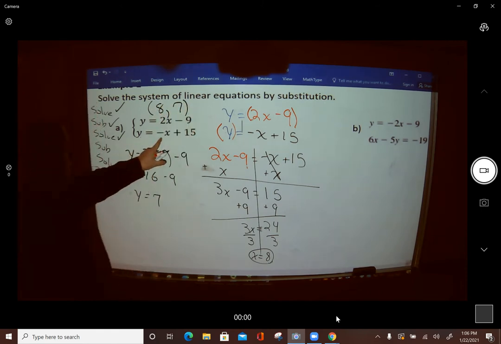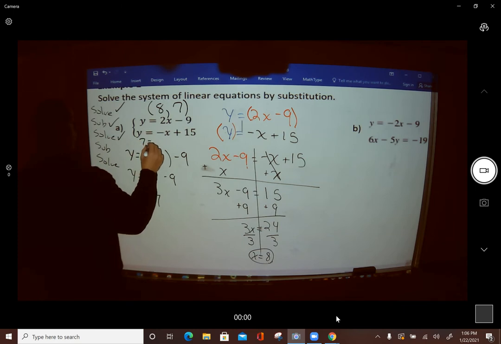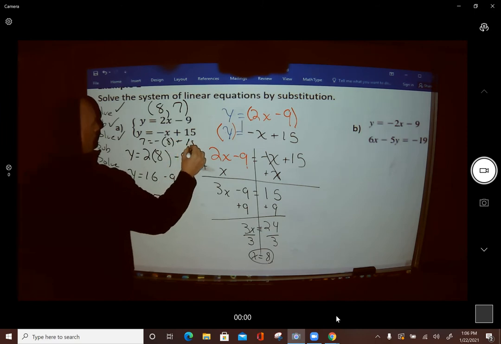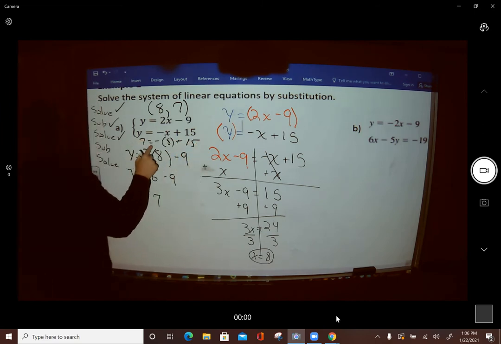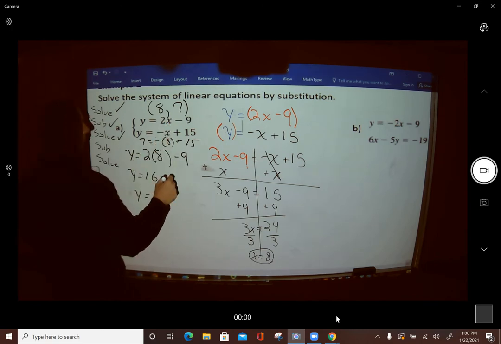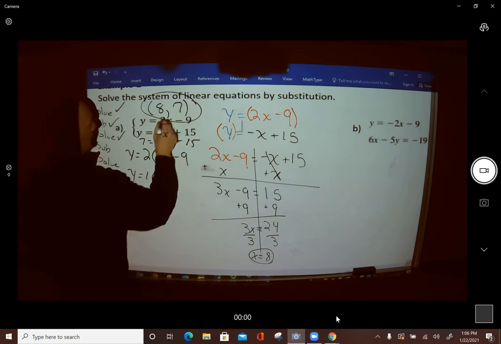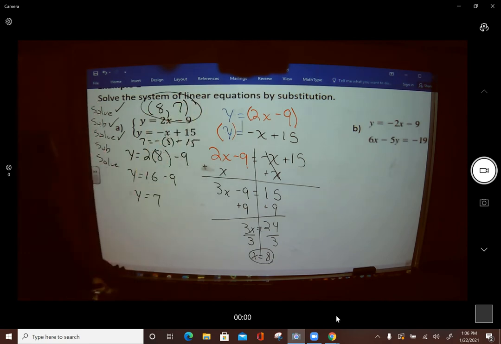And you can check it here. Remember, if you're a solution to the system, you must work for both. So now 7 for y should equal negative whatever x is plus 15. And as we go through, negative 8 plus 15 is 7. This works for this line, and it worked for that line because that's how I found it. So this is my solution, and I checked it.